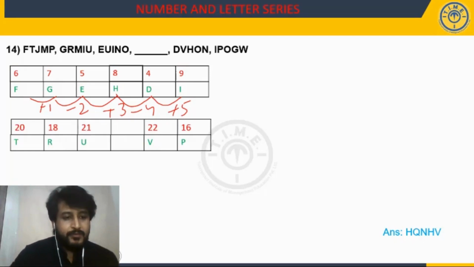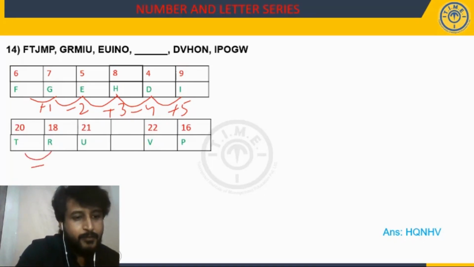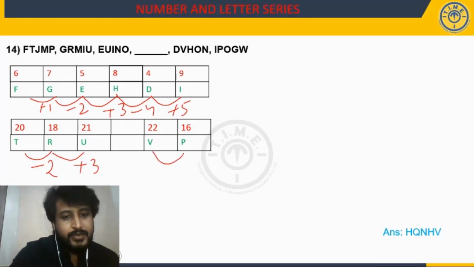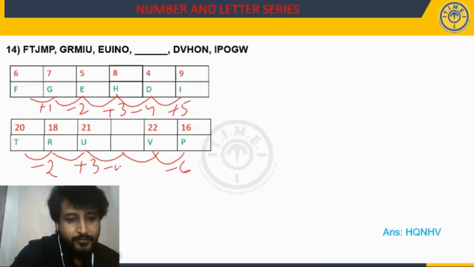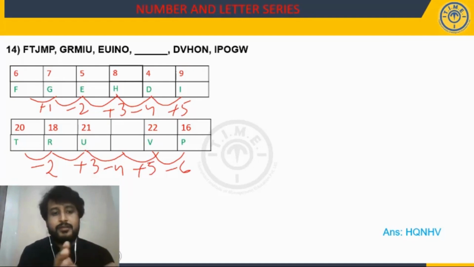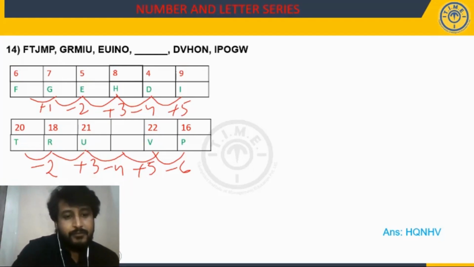Now let's identify the logic. 20 and 18 is -2, 18, 21 is +3, 22, 16 is -6. So what could be the missing two elements? I mean there is one element missing, but two differences are missing. -2, +3. What could be next? -4, then +5, then it is -6. Now it appears like a proper logic, but we need to confirm it and cross check that, right?